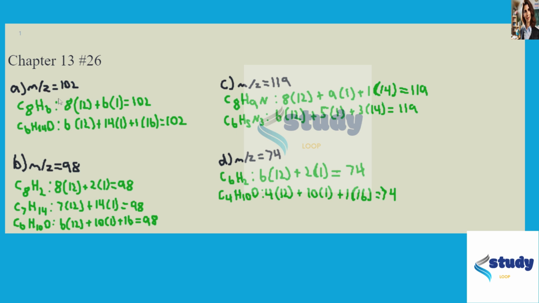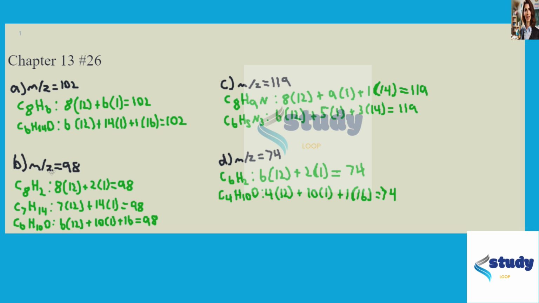So for A, we're looking for a molecular ion of 102, and 2 formulas that satisfy that are C8H6. And again, it's because 8 times 12, which is how much carbon weighs, plus 6 times 1, which is how much hydrogen weighs, equals 102. Alternatively, or I guess in addition, since it is asking for 2, C6H14O also works, and I've drawn the math out here. And of course, there are many others that you could come up with, as long as they add up to 102. But these are 2 of the simplest answers.